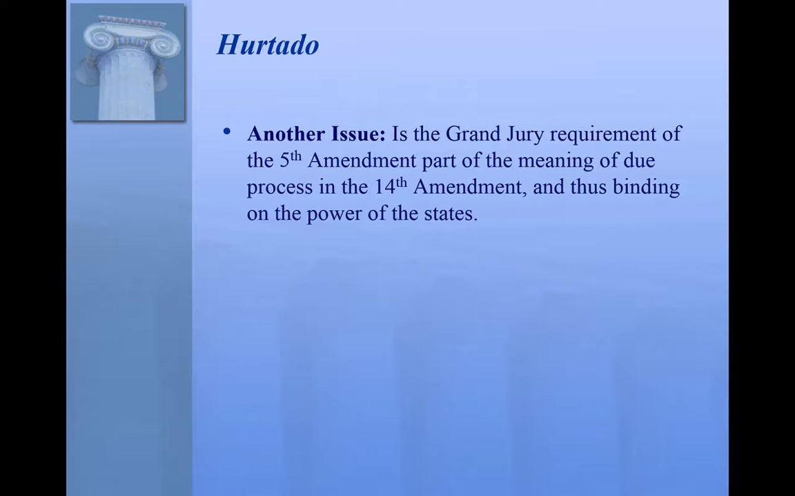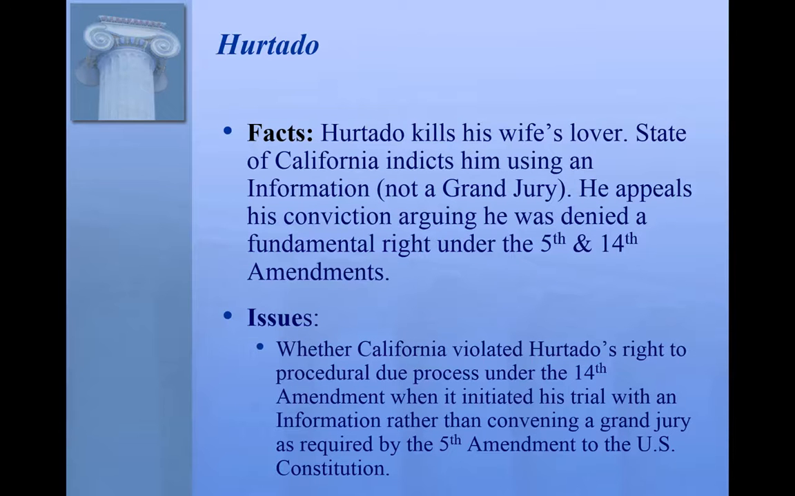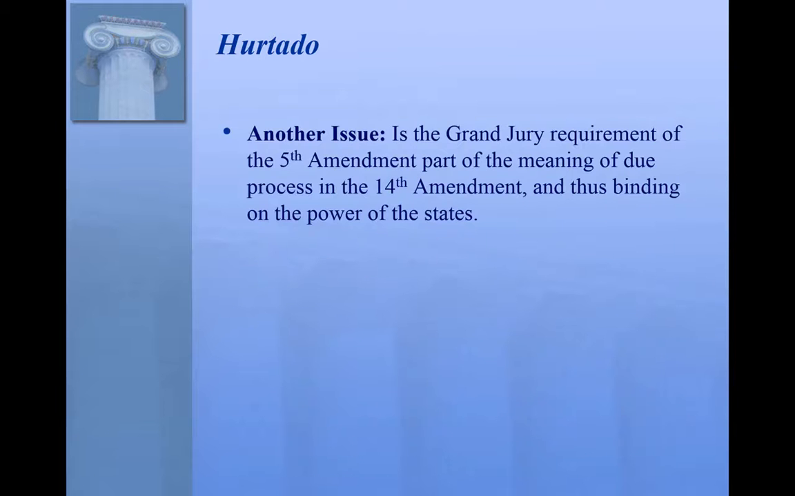But before the court can get to that issue, it has to decide another one, which is, is the grand jury requirement of the Fifth Amendment part of the meaning of due process in the 14th, and thus binding on the power of the state? So we've actually got two issues in Hurtado, and the court has to answer them in reverse order. If the grand jury requirement of the Fifth is part of the meaning in the 14th, then we can ask whether California violated Hurtado's rights under the 14th by initiating his trial with an information rather than a grand jury. But if it's not a fundamental right or part of the meaning of due process in the 14th, then we don't even have to answer that question.